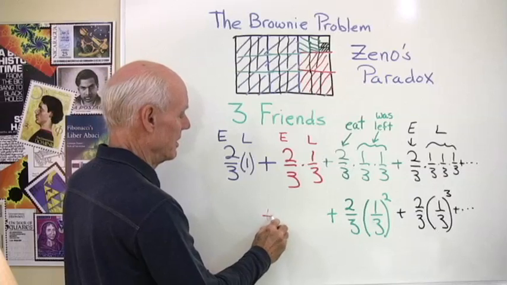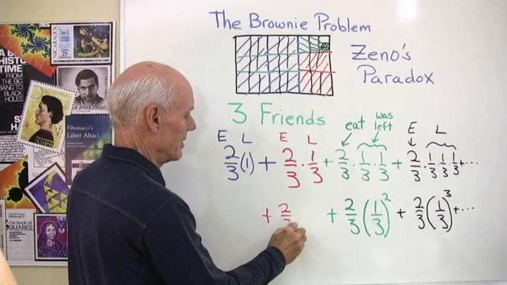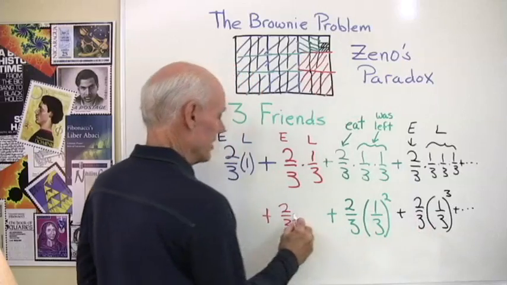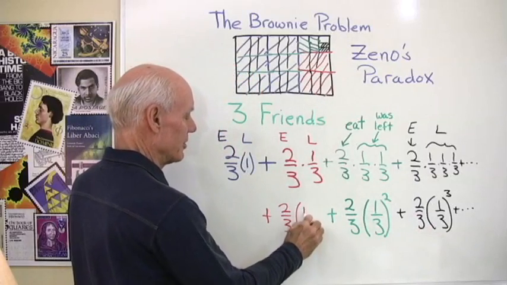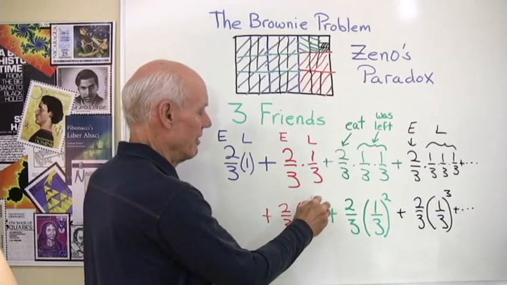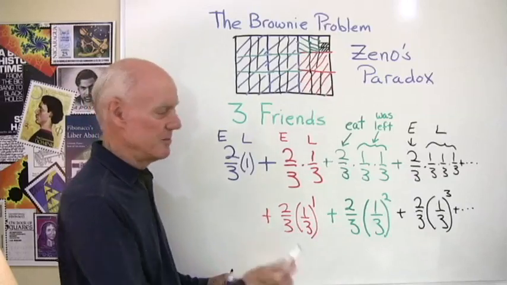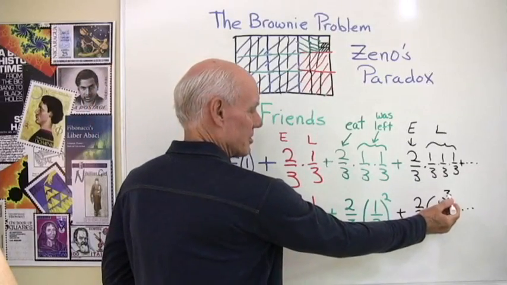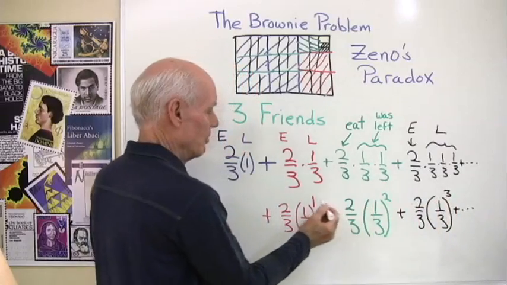This term would be 2/3. If I want to be consistent and make every term look like every other term, that would have to be 2/3 times 1/3 to the first power. But that seems to make sense because look at the exponents. Look at that pattern, 3, 2, 1.